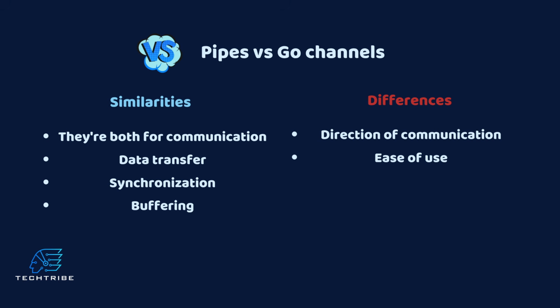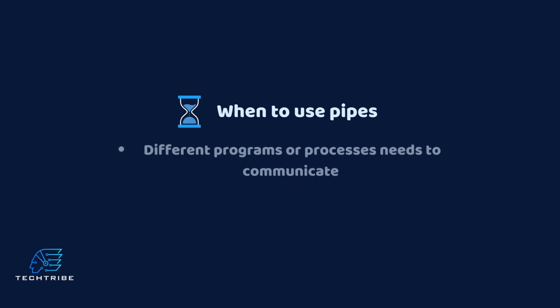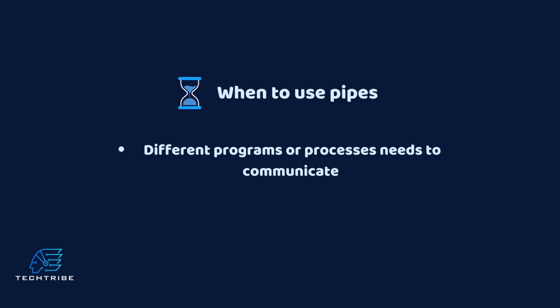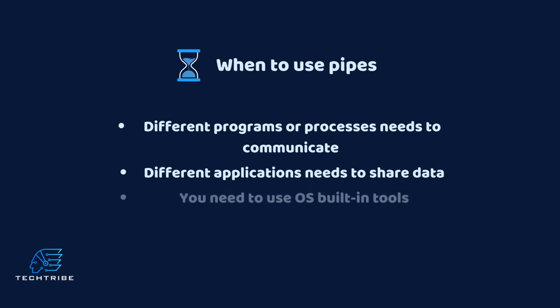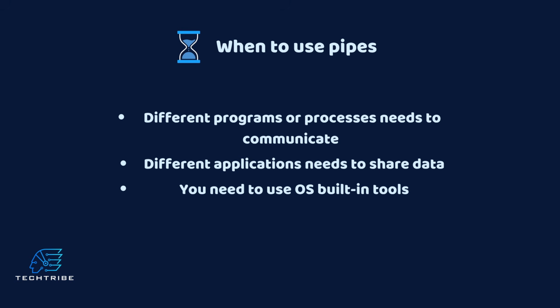And when to use pipes? Let's say you need different programs or processes to talk to each other, and maybe even programs written in different languages. That would be a great fit. Or you are working with separate applications that need to share data. Maybe you are on Linux or Unix and want to use the system's built-in communication tools.